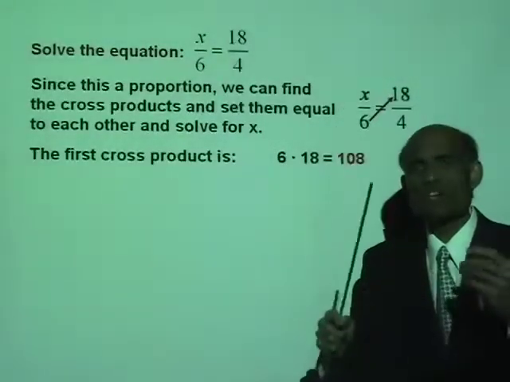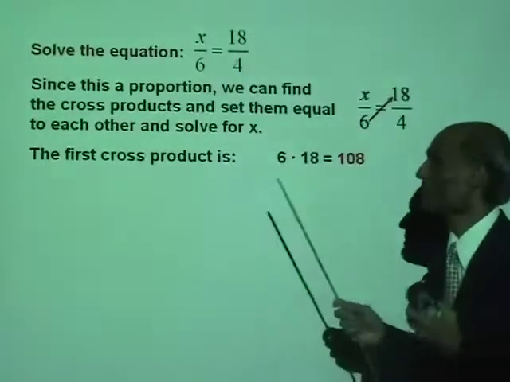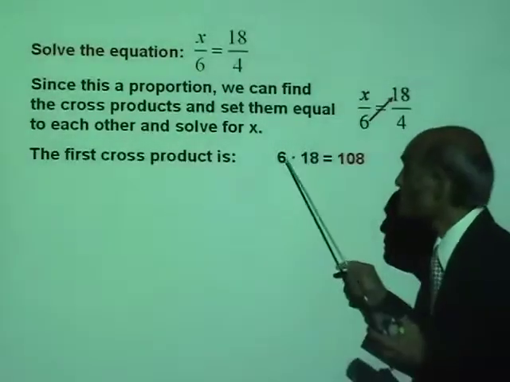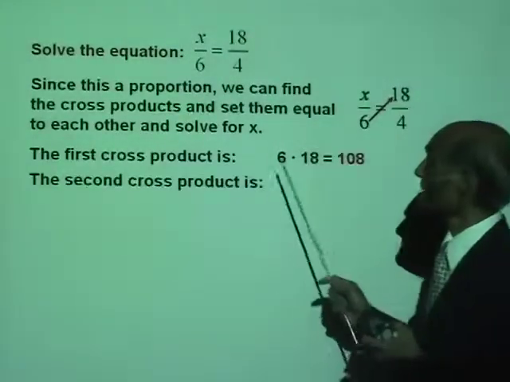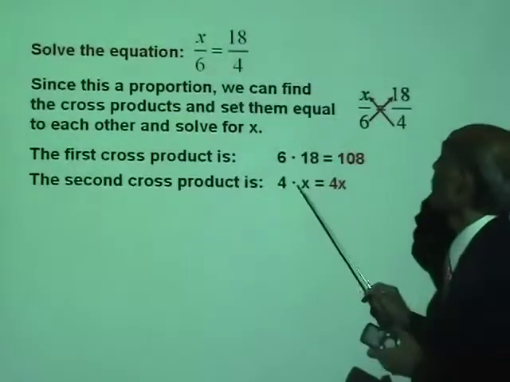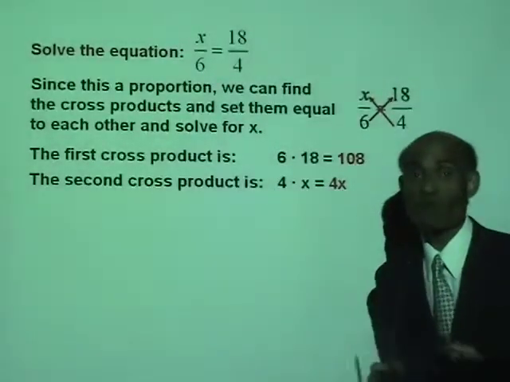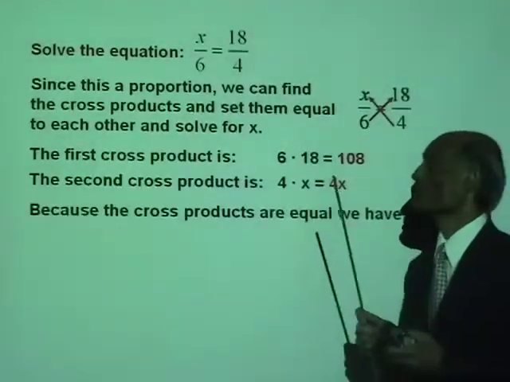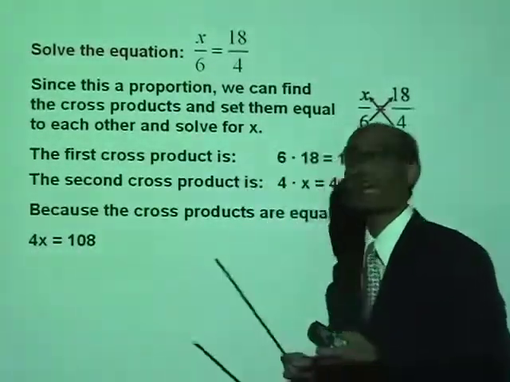It'll be very nice when you listen to my lecture, sit with a paper and pencil to work with me. When you want, you can stop the video and work on your own. 6 times 18 is 108. Alright, what is the second cross product? Will be 4 times x, and 4 times x equal to 4x. And the two cross products are the same, means this 4x equal to 108. And so we have 4x equal to 108.